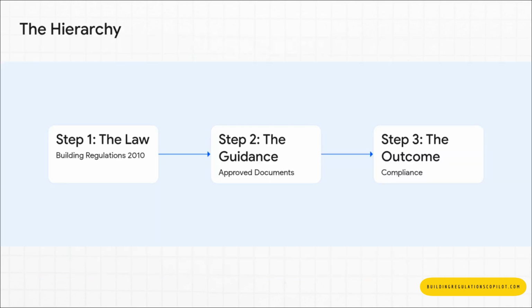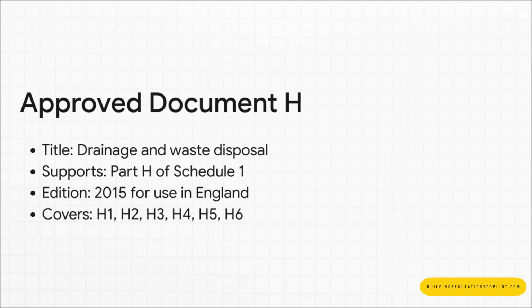This breaks it down perfectly. At the very top, you've got the law, the building regulations. That tells you what you have to achieve. Then in the middle, you have these approved documents, like our Part H, which show you how you can achieve it. You follow that guidance, and boom, you get to the final step, a compliant building. Simple as that.